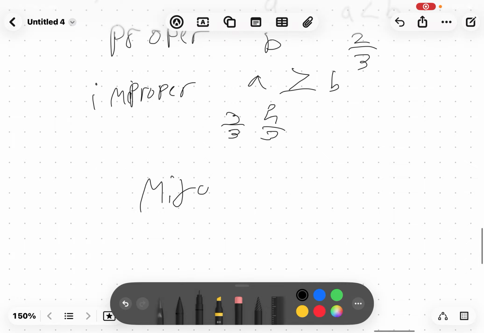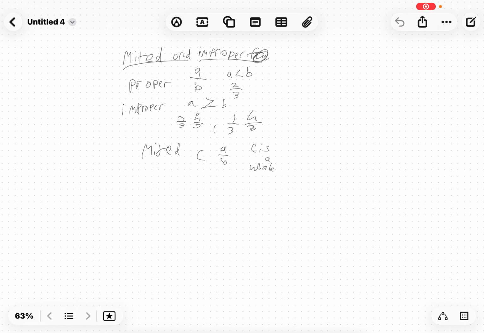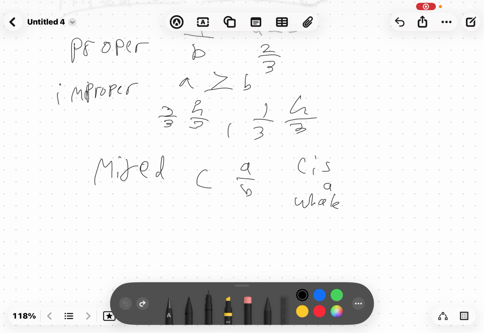And mixed is basically when there's a c, a, b, and the c is a whole number. So let's say 4/3, you write 1, and then because there's 1 left, you just do this. This is how it is, because there is a 3 inside and the maximum is 3. There's already a 3 inside, so yeah, these two are equal.